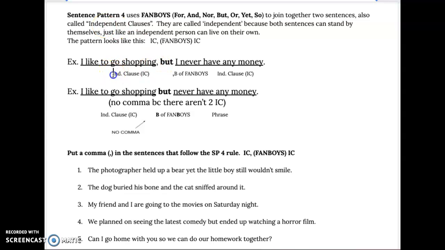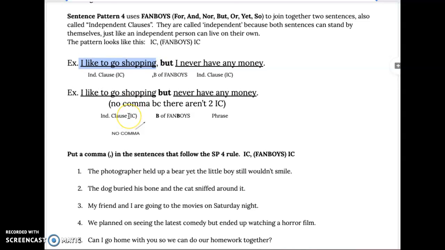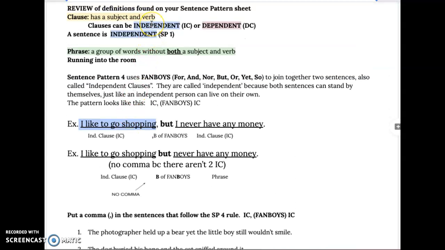All right, so here's the first one. Oops, looks like my spacing got all messed up. Here's an example. I like to go shopping. Can that stand on its own? Is it a sentence? Absolutely. If I came up to you and said, I like to go shopping, you'd be like, cool, let's go shopping. Then you'll notice I've got this right here. I never have any money. Also independent.